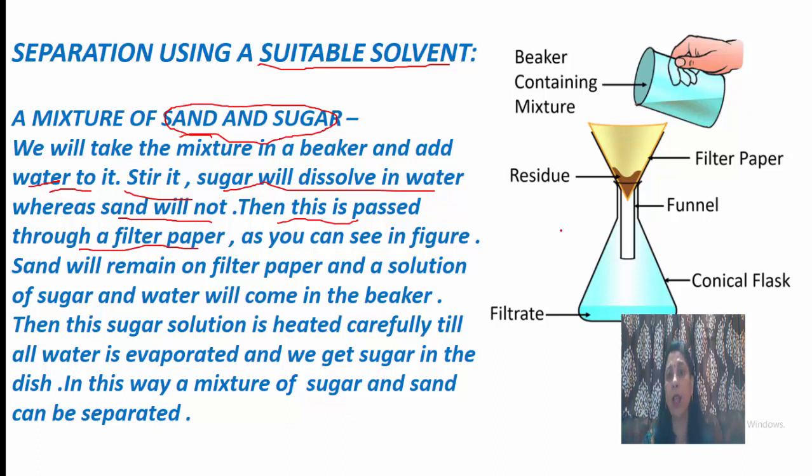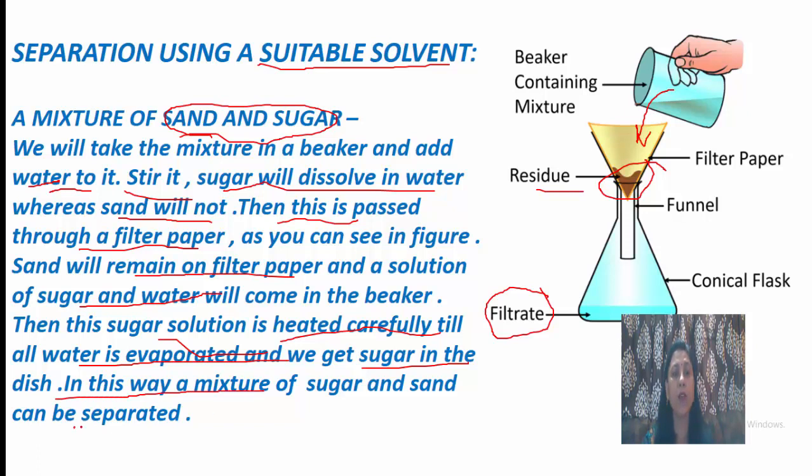Then what will we do with this solution? As we have set up here, a filter paper is placed in the funnel, and we will pass this solution through this filter paper. Sand will remain on the filter paper as residue, and the solution of sugar and water will come into the beaker. This is the filtrate. Here, this filtrate consists of sugar and water. Then this sugar solution is heated carefully till all the water is evaporated and we get sugar in the dish. In this way, a mixture of sugar and sand can be separated.